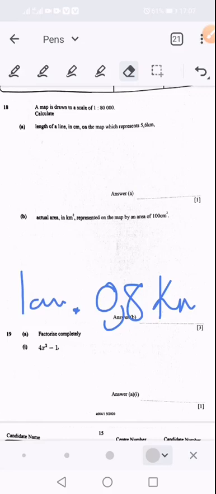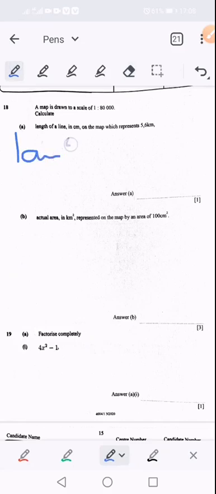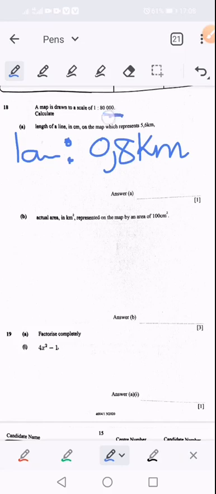Right, let me rub also this one. So we say 1 centimeter represents 0,8 kilometers on the ground. Right, we know that here it's 0,8 because we divided by 100,000. You always divide the scale on the ground to put it in kilometers, then you start to answer question A.